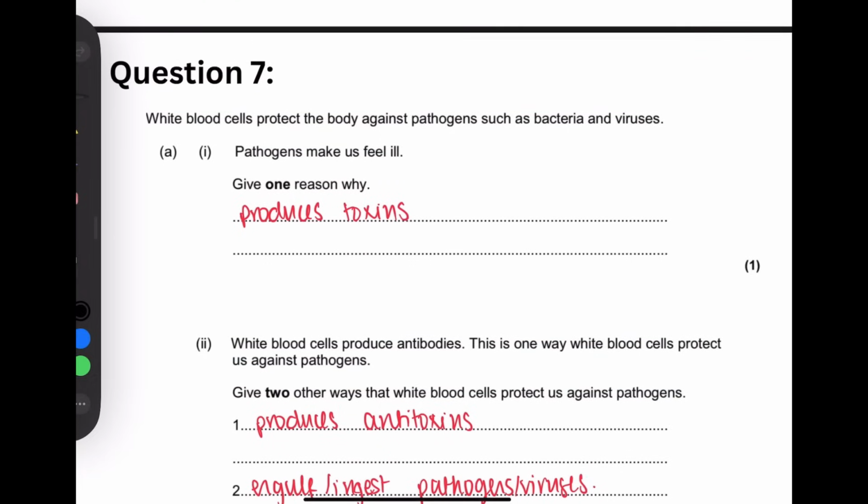Question 7. White blood cells protect the body against pathogens such as viruses and bacteria. Pathogens make us feel sick. Give one reason why. One reason is that they produce toxins and poisons in the body, like food poisoning, which makes you very ill. It also causes damage to the cells by killing them, like blood cells and other cells you have. That's why sometimes your skin might be affected, as skin cells are damaged.